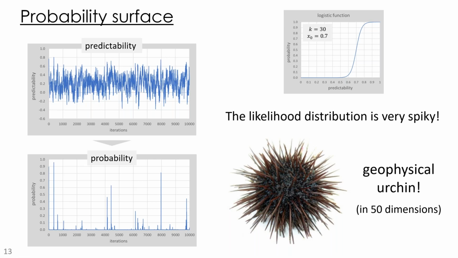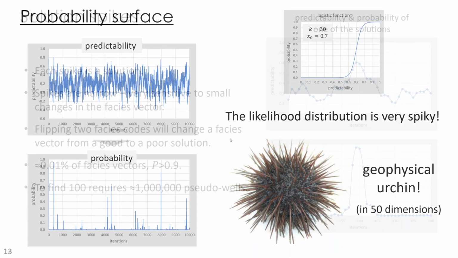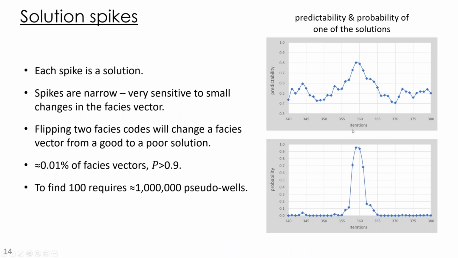And it really is challenging. I mean, seismic inversion is a really, really difficult problem because we're dealing with objects like this. And this is clearly going to be a challenge for any algorithm. So, in summary so far, each spike is a solution, but the spikes are really narrow. They're very sensitive to small changes in the facies vector. So this is a spike in predictability space, and this is a spike in probability space. We can flip one facies vector and it's still okay. Flip one more and we're kind of losing it, and we flip the third one and it's just dropped off the cliff. Very, very sensitive.